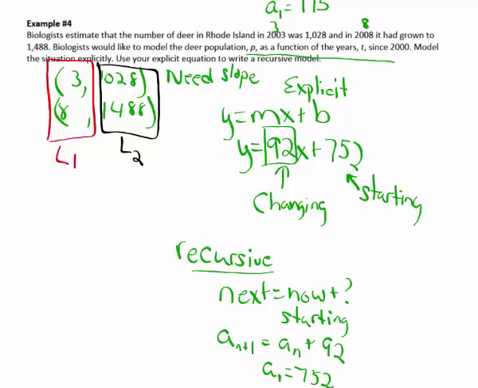And we'll demonstrate in class a little bit more about how these work, and we're going to do all kinds of different things with them. But hopefully you're seeing how these are related to each other. Your slope becomes your change. Where you start becomes your A1.